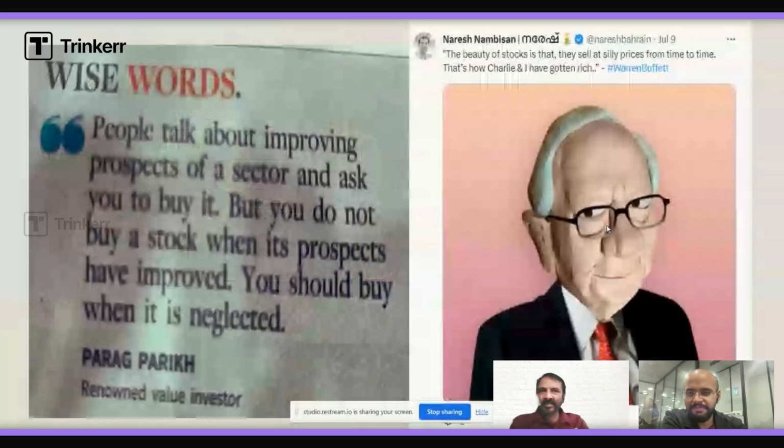That's what I was talking about. That's what we did recently with Kochi Ship and even Bell. The whole sector was going up. We waited. The levels came to us. We bought there. Now, this is Warren Buffett. See what he has said: the beauty of stocks is that they sell silly prices from time to time. You remember the drawdown chart? That's how Charlie and I have gotten rich. This is a fact here. All these things are in public, but still people go and buy at any price.